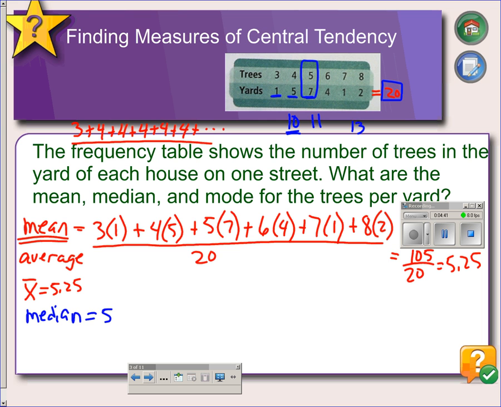And then, of course, the mode is the most occurring. So when you look at that list, what's the number of trees that is the most occurring in all of the yards? And again, 7 yards have 5 trees. That's the largest number of yards with the same amount of trees. So our mode here is also 5. Each of these is a way of measuring the center. Okay, next.